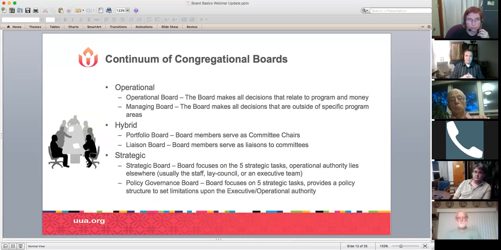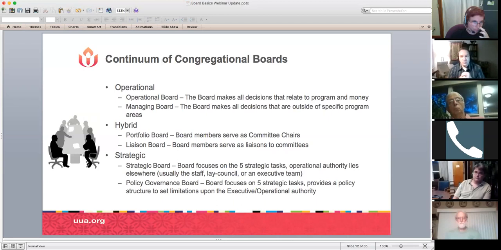The next type is what I would call managing boards. And managing boards are ones that make all the decisions in areas that are outside of specific program areas where they have delegated it to someone else, where they have made a decision to delegate some decision making to someone else, but all other decision making they maintain in their portfolio. So this is where they may have delegated to, let's say, the minister, the decision about who is in the pulpit every Sunday. But all the decisions about funding and budget, the board is maintaining those decisions themselves.